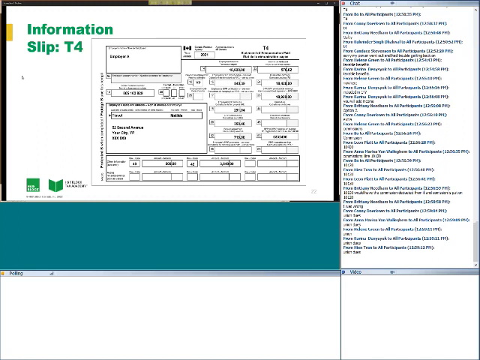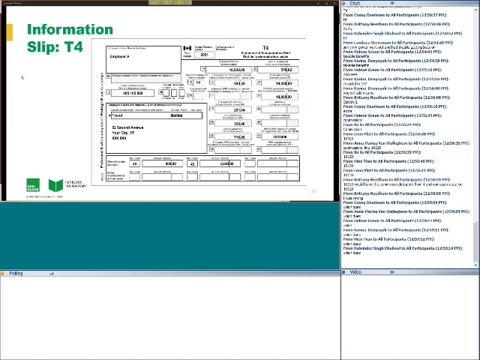Okay, box 44, excellent. Union dues. If you have union dues and they are reported on your tax slip, so if your employer knows about your union dues, they will put it here. You can also have union dues on a receipt. We'll talk about that later.